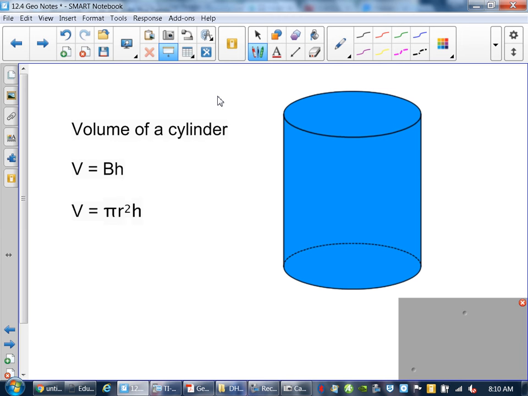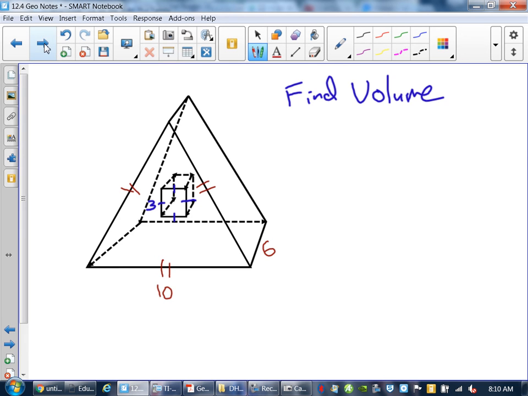I don't think that cylinders are all that crazy. I think you'll be done with them in about 4 seconds because it's quite literally putting things together.